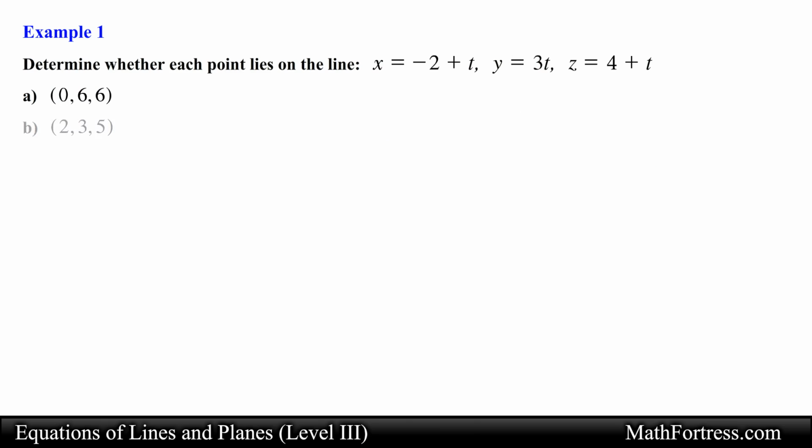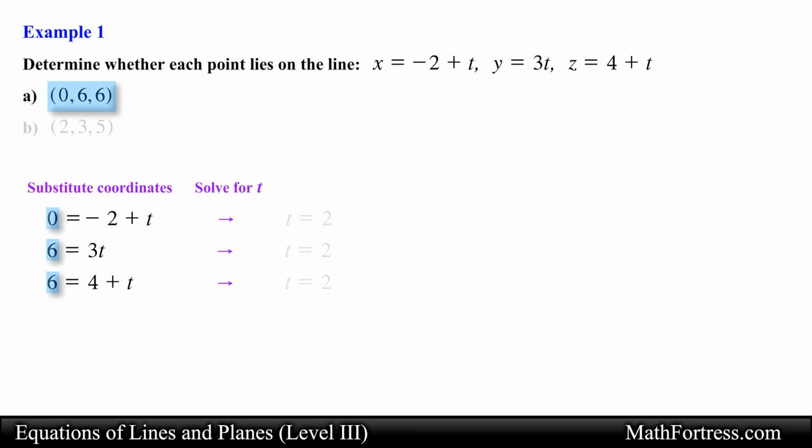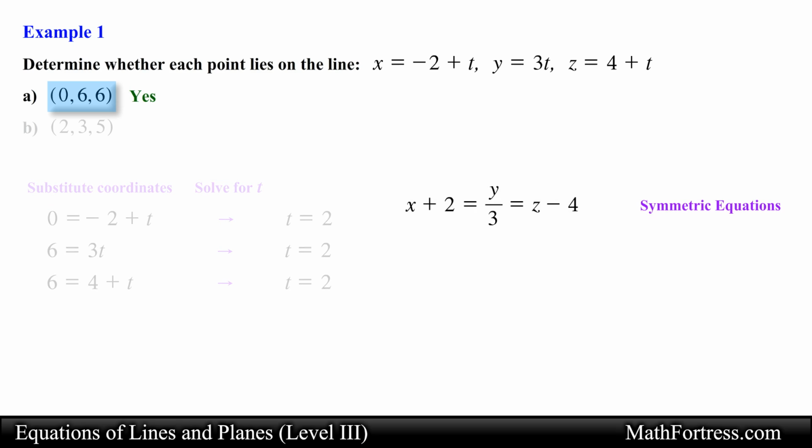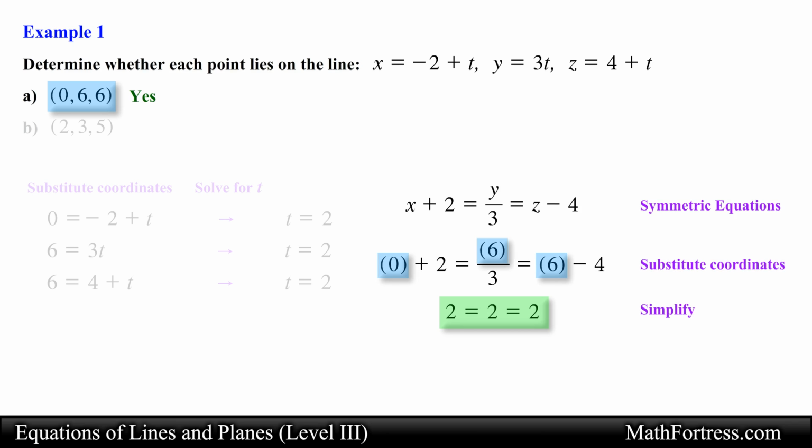So let's go ahead and substitute the coordinates of the first point into the parametric equations and solve for the parameter t. Doing that, we obtain the following. Notice that all 3 parametric equations yielded the same parameter t. This means that the first point lies on the line. If we had the symmetric equations of the line, we would solve it in a similar manner.